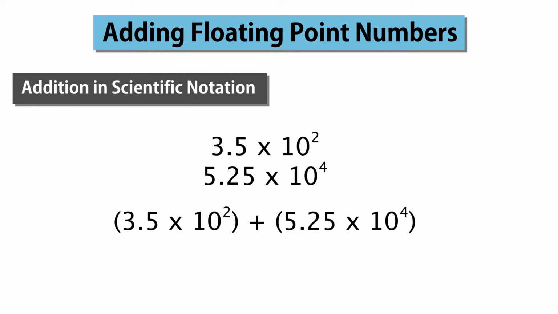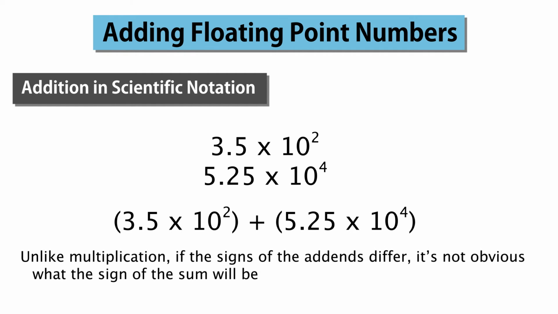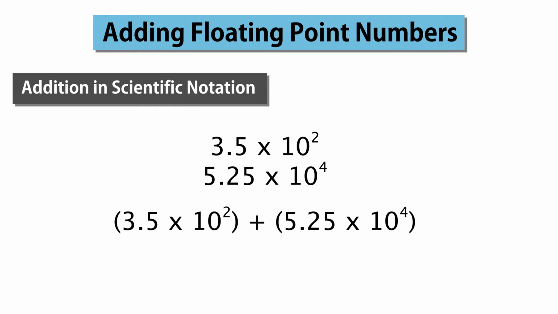Here we're adding 2 positive numbers, so the result will be positive. But unlike multiplication, if the signs of the add-ins differ, it's not always obvious what the sign of the sum will be. It depends on their magnitude. The fundamental reality of adding 2 numbers in scientific notation is this: the addition can only occur if the exponents are identical. Unless that's true initially, then one of the 2 numbers must be adjusted to make it true.